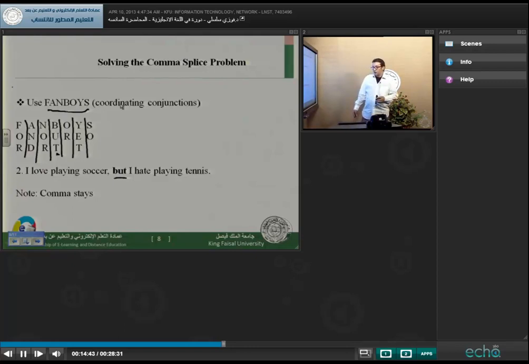So notice that in this instance the comma stays. The comma here stays, and we are just connecting these two independent clauses using a coordinating conjunction. And we've solved the comma splice problem in this instance.